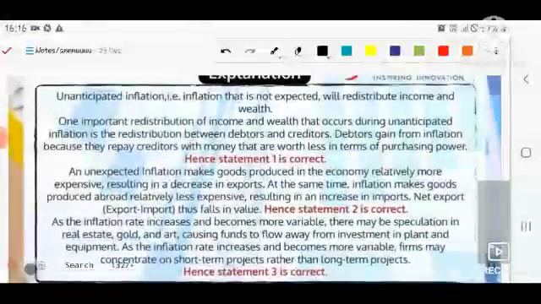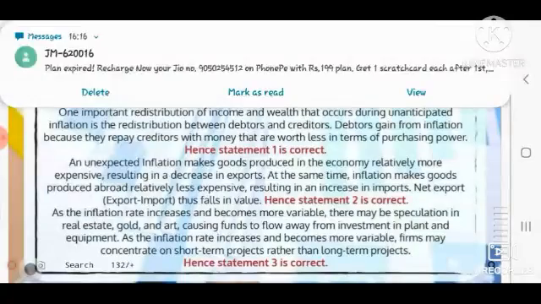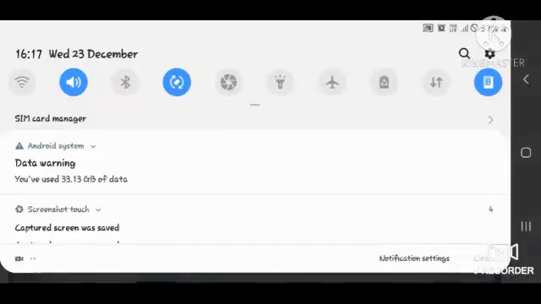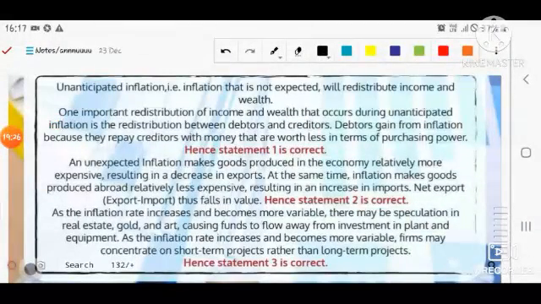Second, let's see, if you are talking about anticipated inflation, okay, unanticipated inflation, that is not expected. First I talked about the debtor and how the creditor is affected and the debtor is benefited. Unexpected inflation makes goods produced in the economy relatively more expensive, resulting in a decrease in exports in the long term, because the product of good quality has much more value now. At the same point of time, inflation makes goods produced abroad relatively less expensive, so imports are less expensive and benefited in the long term, but exports are discouraged here.